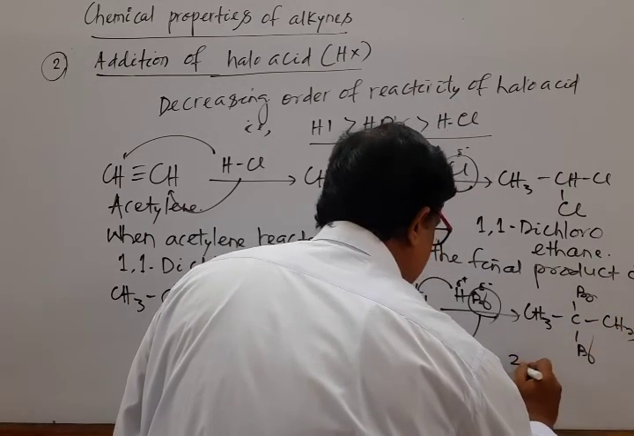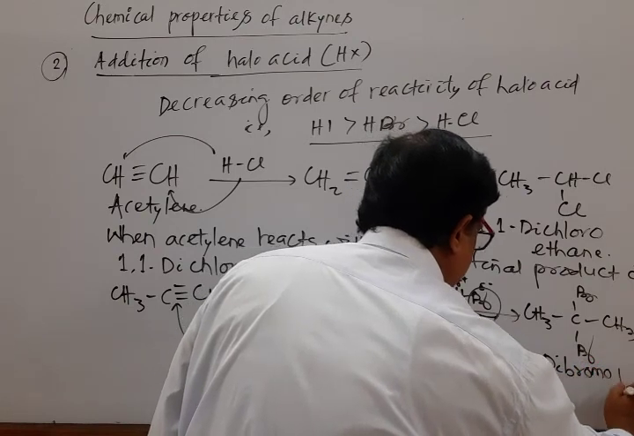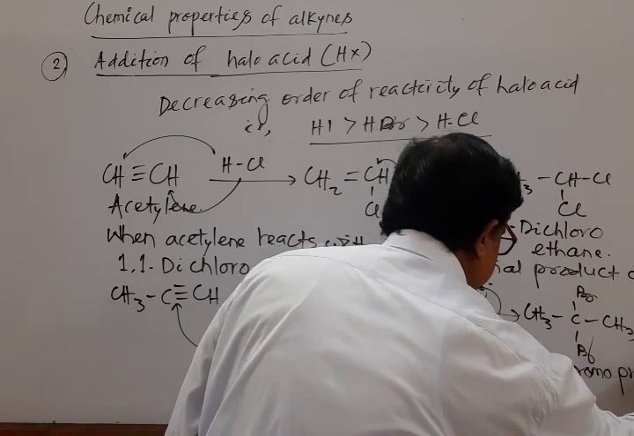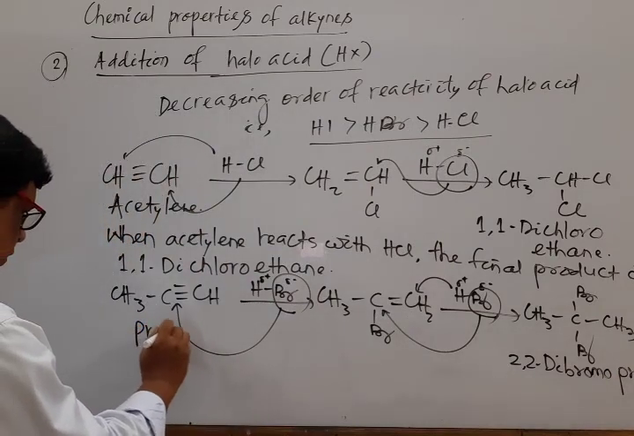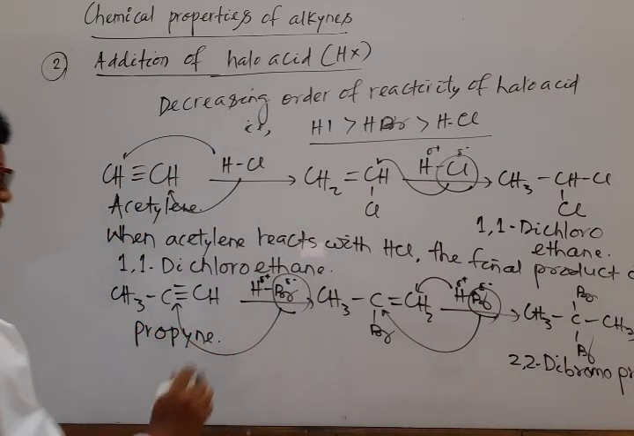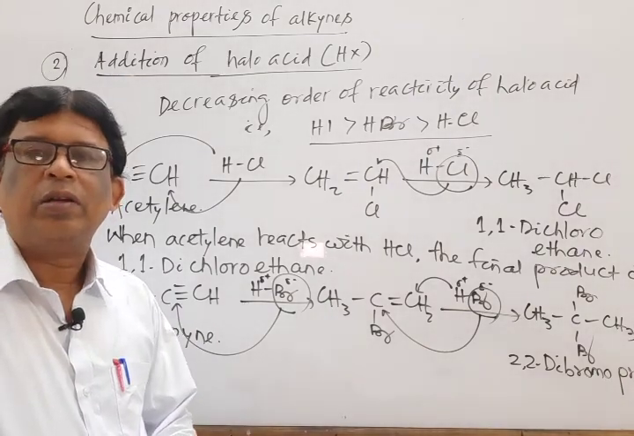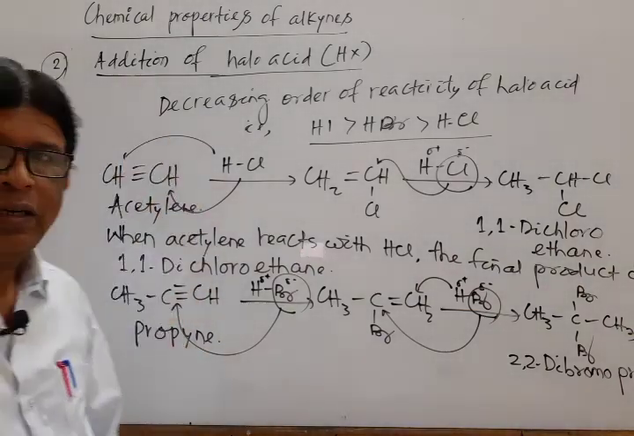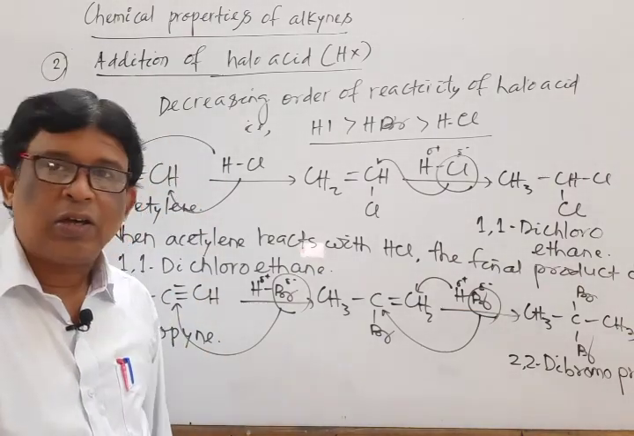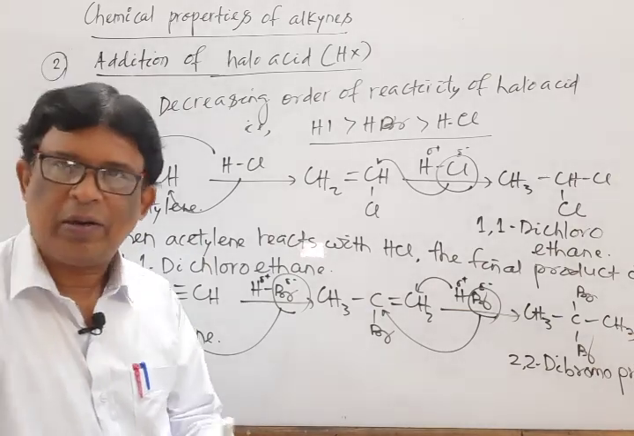Its name is 2,2-dibromopropane, from propyne. Okay, it is about the second method. First is addition of halogen, second one is addition of halo acid, third one is addition of water.